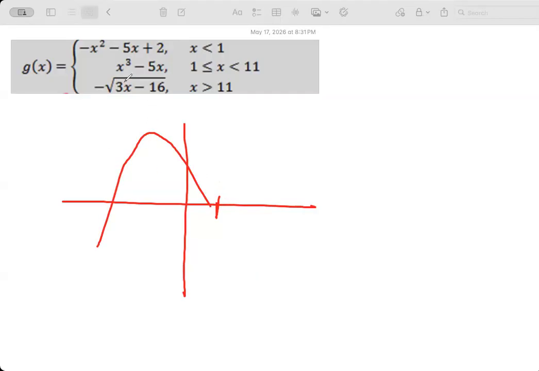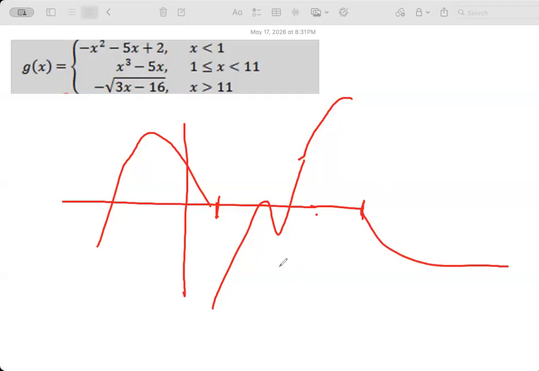Somewhere there is a downward facing parabola. Okay. And then x cube minus 5x. There is a cubic function somewhere. From 1 to 11, it's a cubic function. I don't even know how it's going to go, but somehow it's a cubic function. Okay. And then you have an inverted square root function. Inverted means it's a reflection on the x-axis. So somewhere something like this.